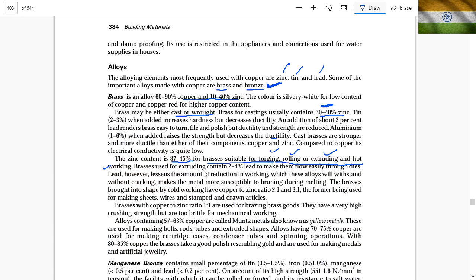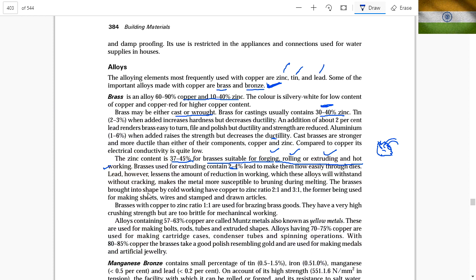Brasses used for extruding contain 2 to 4% lead to make them flow easily through the dies. Dies means if you want to have something, you prepare the die and you pour the material inside and you will have such a mold. Lead, however, lessens the amount of reduction in working which these alloys will withstand without cracking, and makes the metal more susceptible to burning during melting.